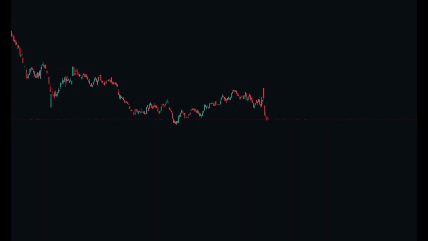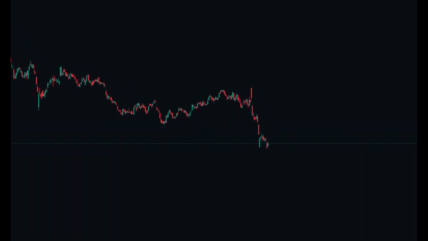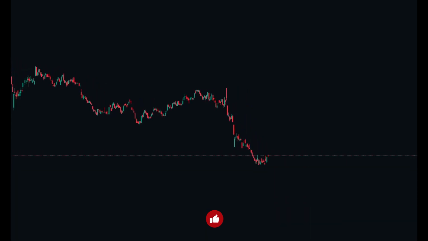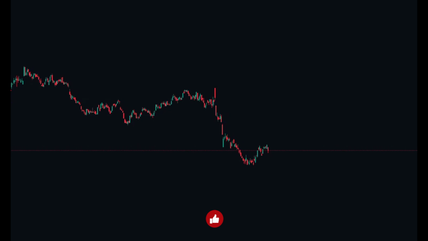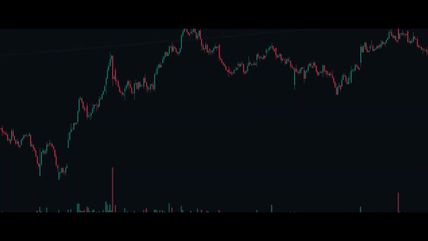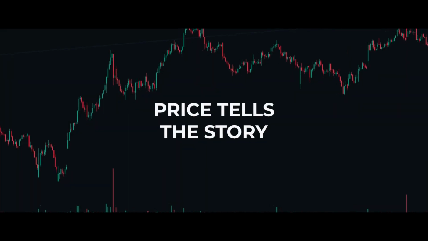Next episode, we'll learn how to identify the most important turning points on every chart. Swing highs and swing lows. Until then, read the chart, understand the story. Remember, indicators can help you make decisions, but price tells you the story.